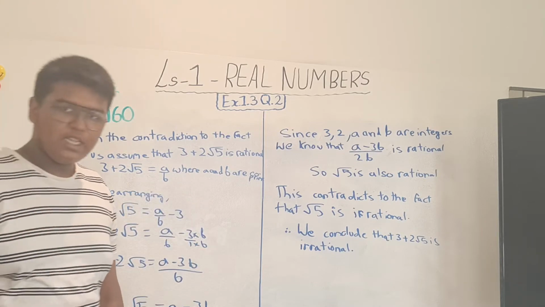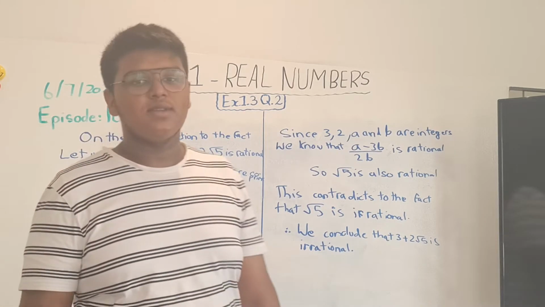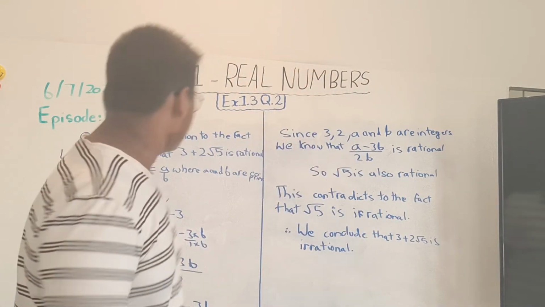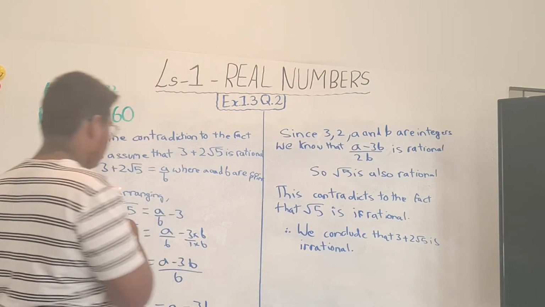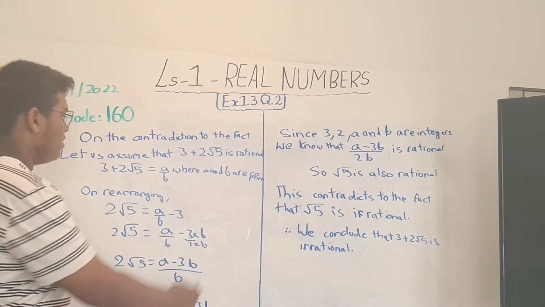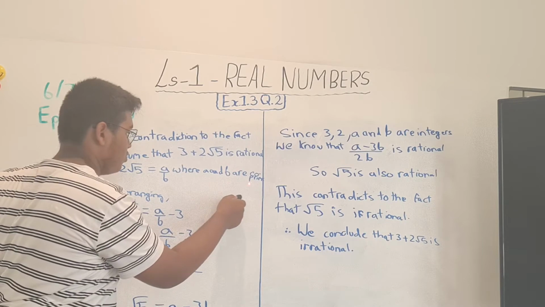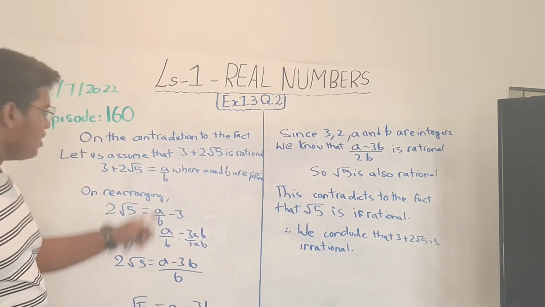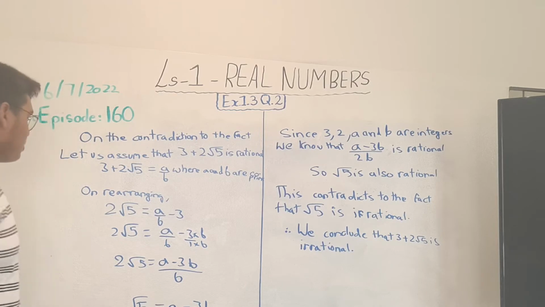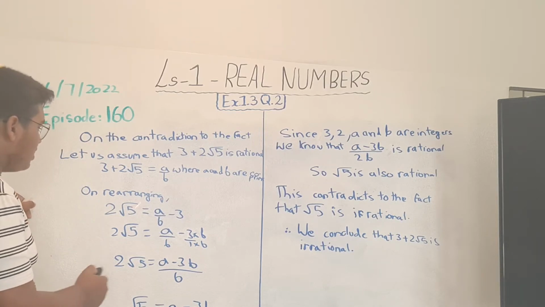So we will say that 3 plus 2 root 5 is rational. We will just assume. Then we will say 3 plus 2 root 5 is equal to a by b, where a and b are co-primes. This is a very important sentence. You have to write this. If you leave this, you may lose your marks. Then we have to rearrange this equation.